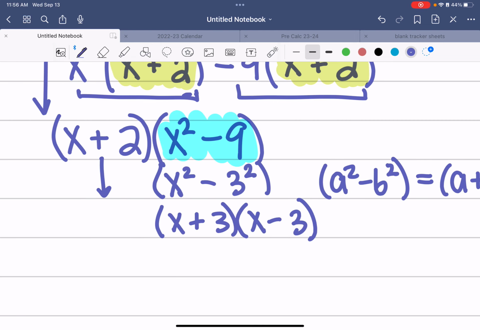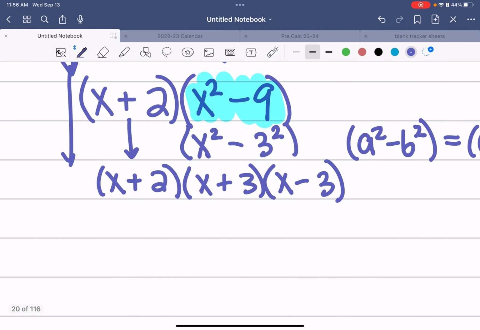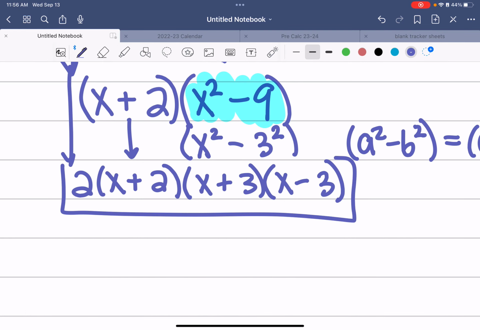Now I'm going to bring down my factors that couldn't be factored any farther. So my x plus 2, and then my original GCF from the very top of 2. And this would be our final answer because these 4 factors could not be factored any further.